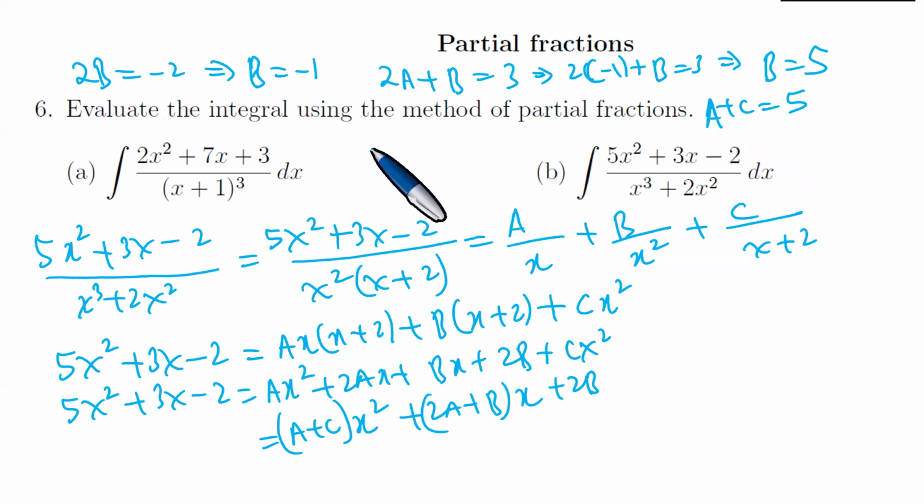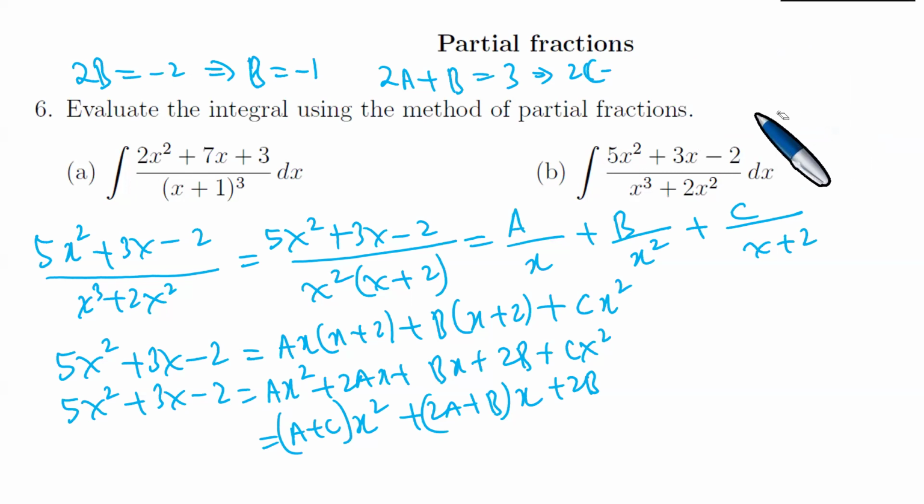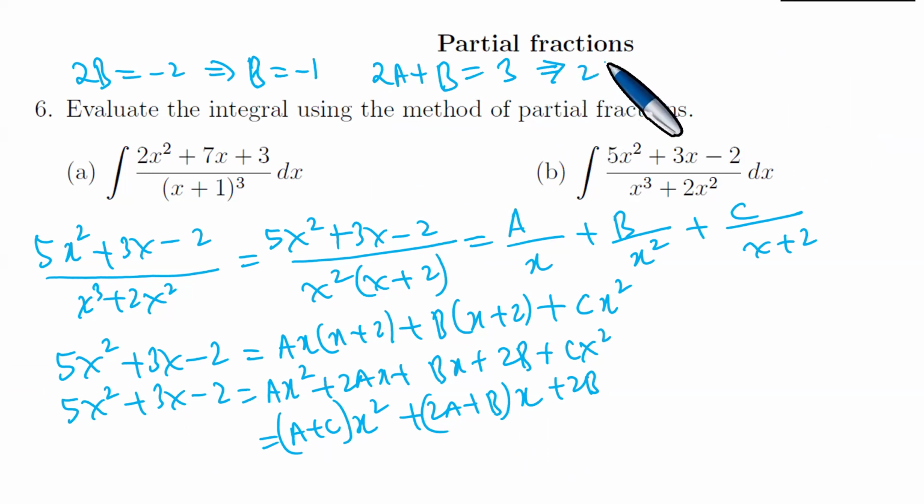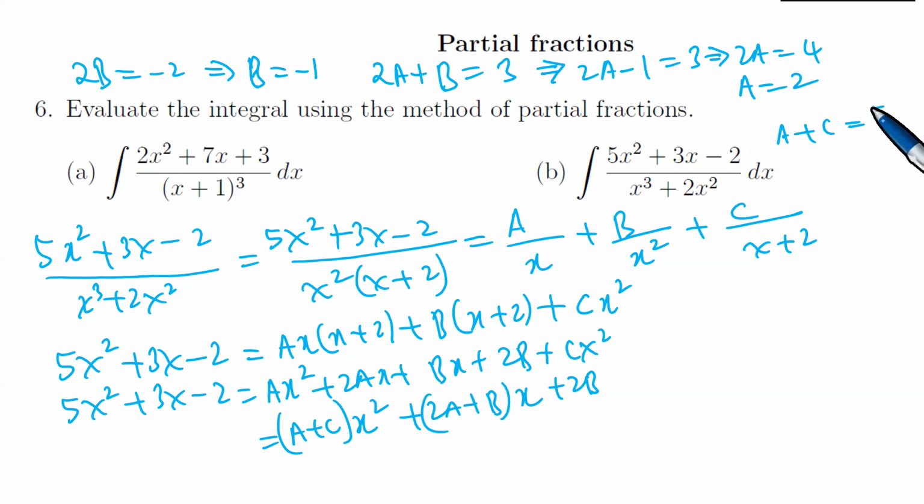So that in the end, okay, there's a small thing here. Okay, the 2a plus b coefficient of x on the left must be equal to 3. Two a is 4. A is 2. Okay, then you have a plus c. Okay, a plus c is 5, but you already have that a is 2.